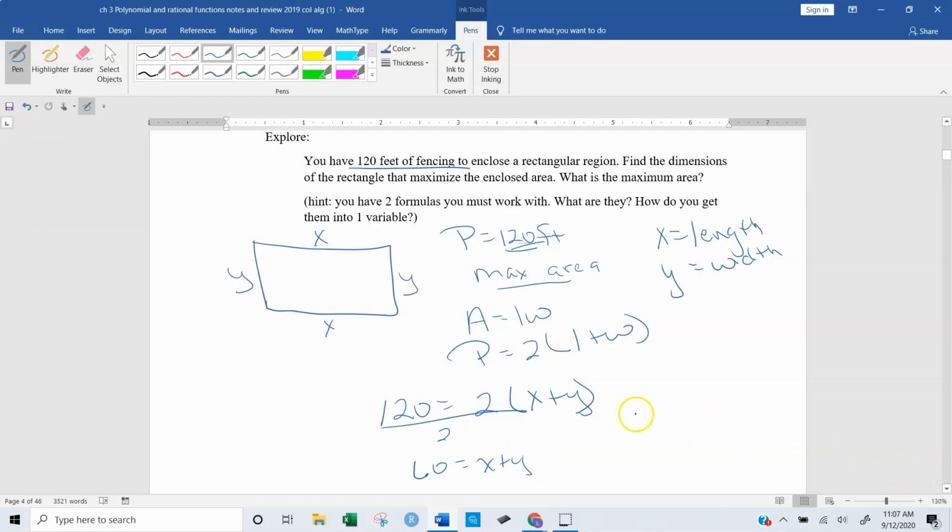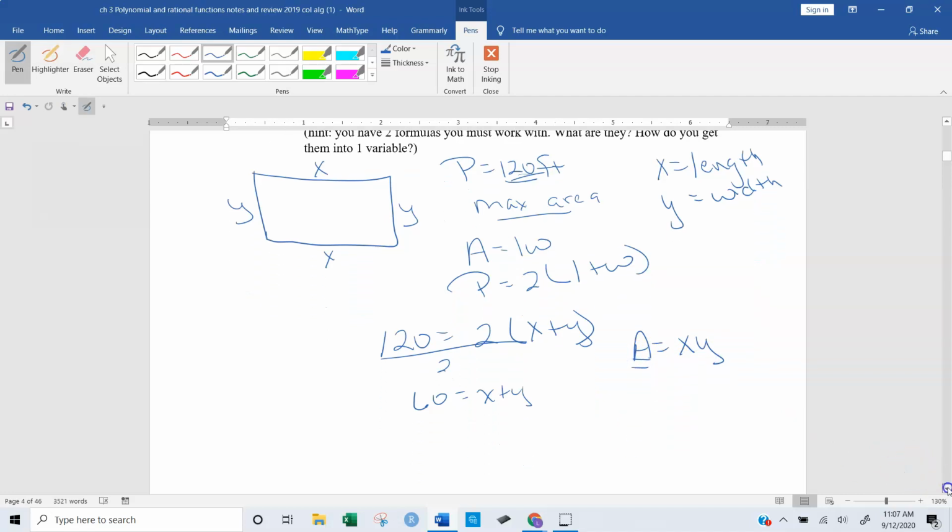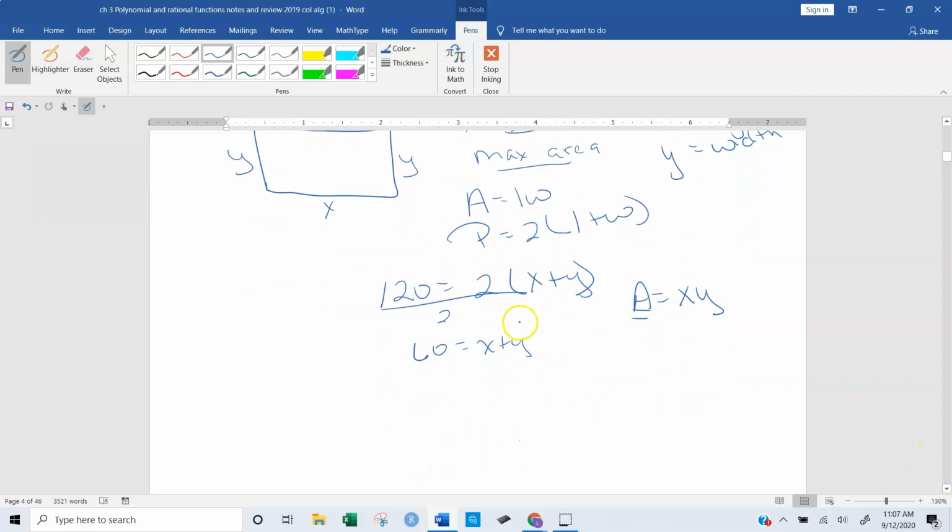All right, I also know my area is x times y. I want to maximize area, but I can't do that with two variables. So I need to use this equation in here to get to one variable. So I need to solve for either one of these. It doesn't matter which one. So let's just use x. How's that? So 60 minus y equals x.